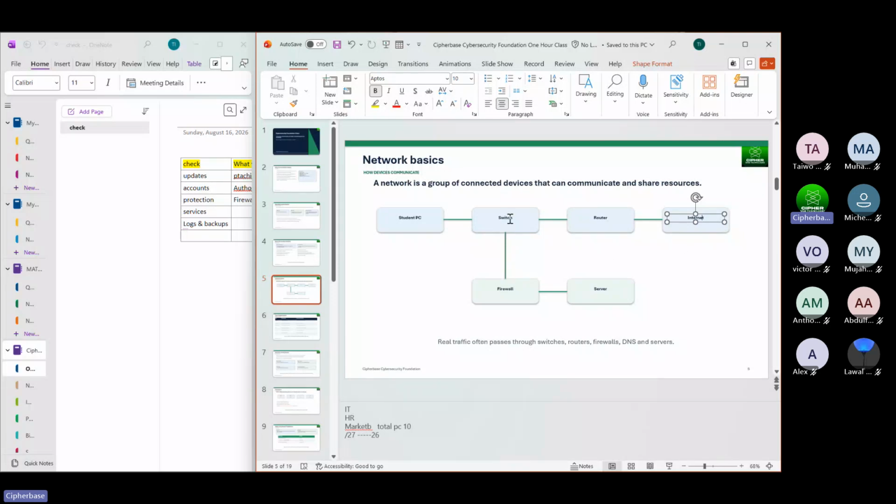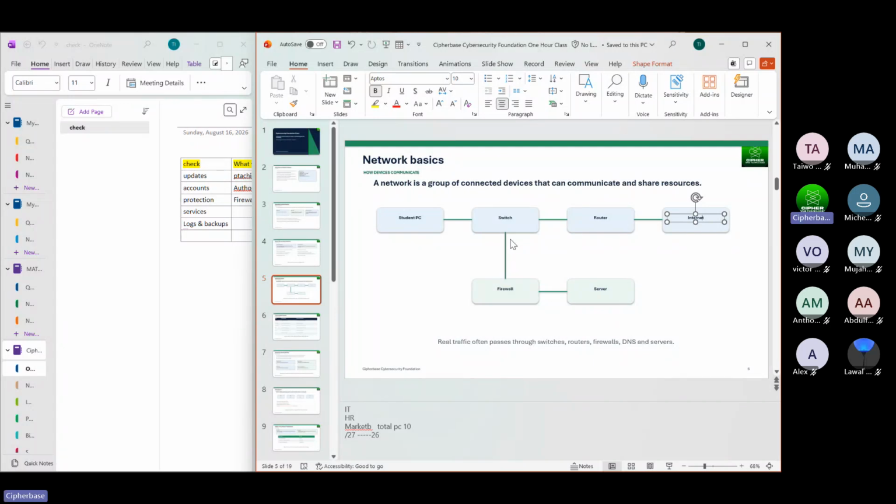Now, switch. If you look at this, firewall is connected to switch, and then the server. So if anything happens in your organization, you first of all tackle the firewall, which will fight the attack before it gets to the server. That's why we have this here. I put here that real traffic often passes through switches, routers, firewalls, DNS, and servers, as you can see from here.